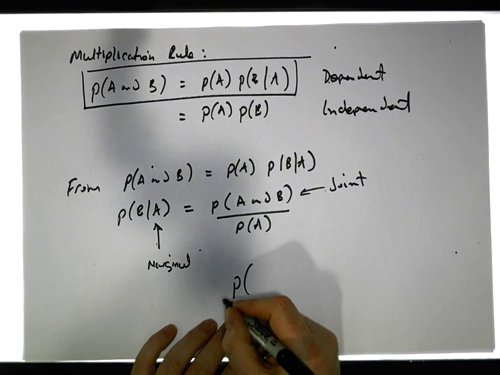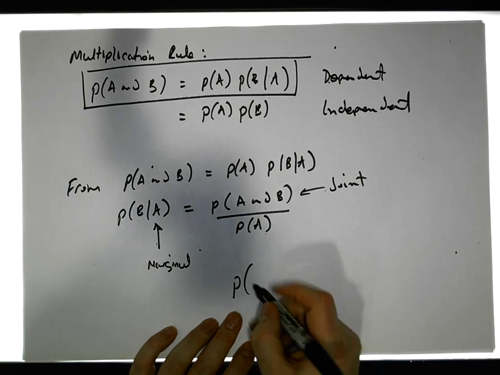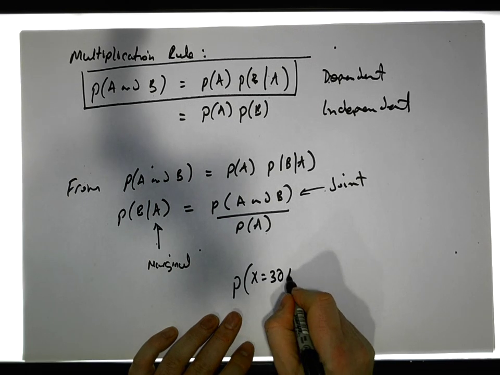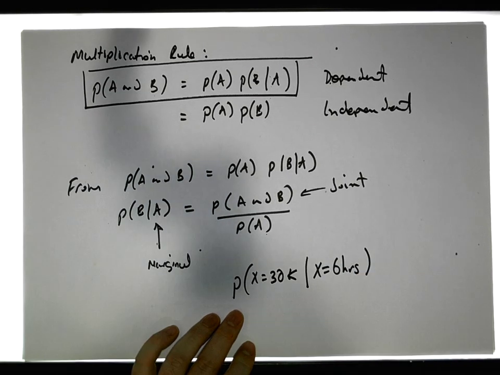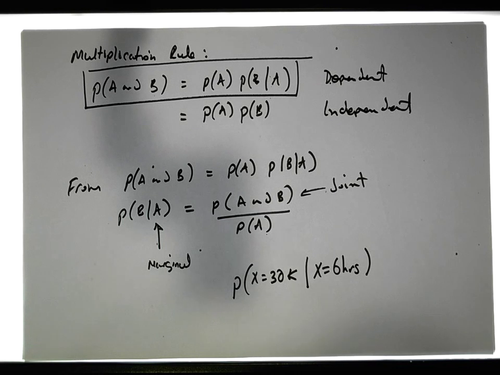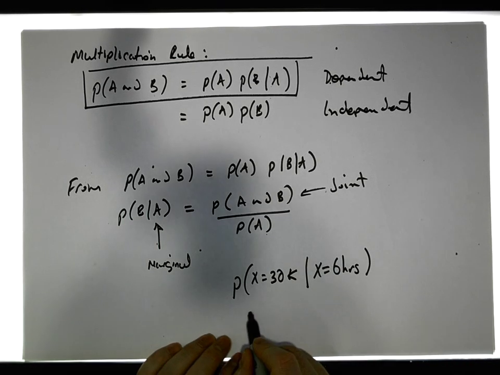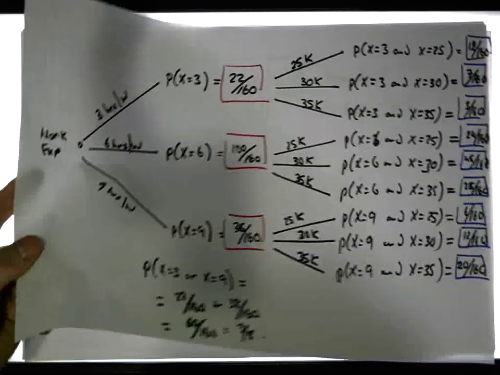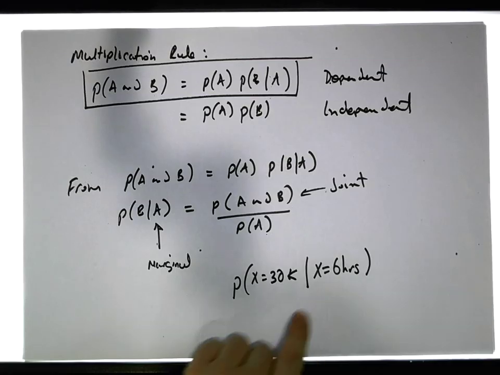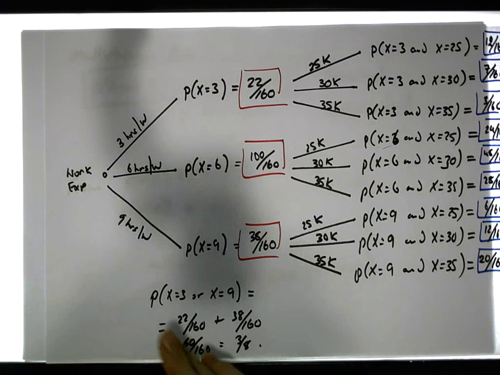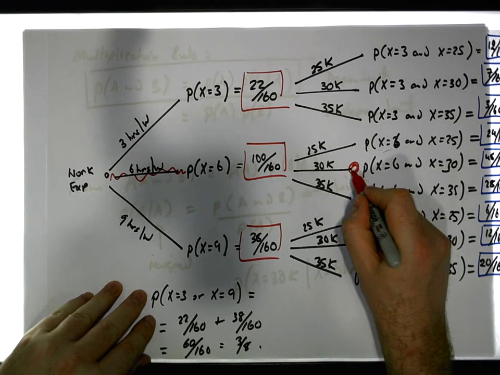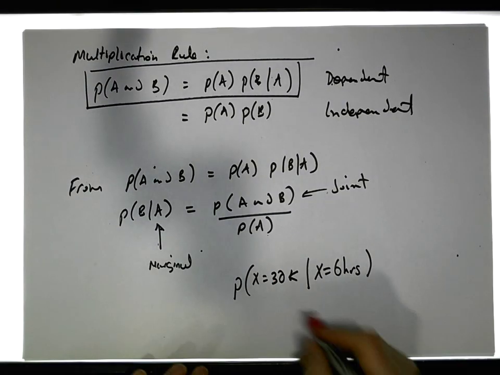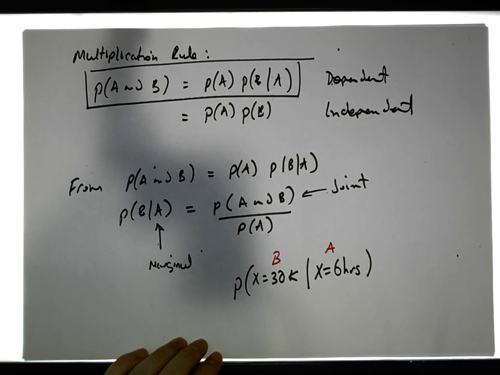So for example, let's say I want to calculate the probability that the person selected is on 30,000 euros, knowing that the person selected was on 6 hours of work. Let's have a look where that is on the tree. We know that they're on 6 hours, so the person I'm looking for is down this branch here, and I want to know the probability that they're earning 30,000 euros. Well, let's call this B and let's call this A. So that looks like this here.